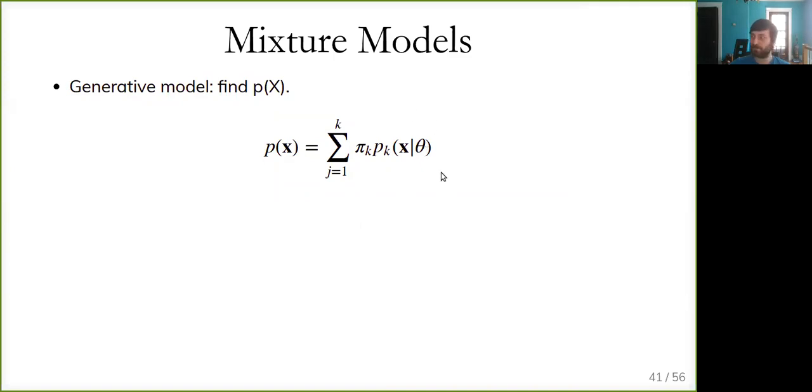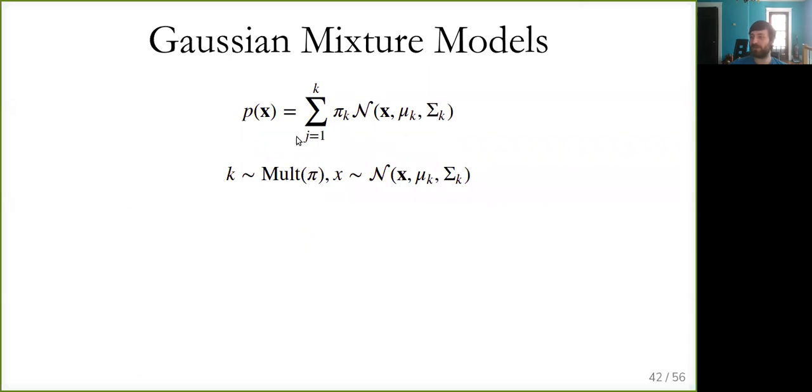This allows you to build more complex probability distributions from simple probability distributions, by saying I allow multiple of these probability distributions and I put them together. In a Gaussian mixture model, each P_k is a Gaussian model. So P of X would then be the mixture of K Gaussian models. Each of the Gaussian models has a mean and a covariance matrix, and then each has a weight pi_k, which says, in the overall distribution, how likely it is for a point to be from one of these particular distributions.